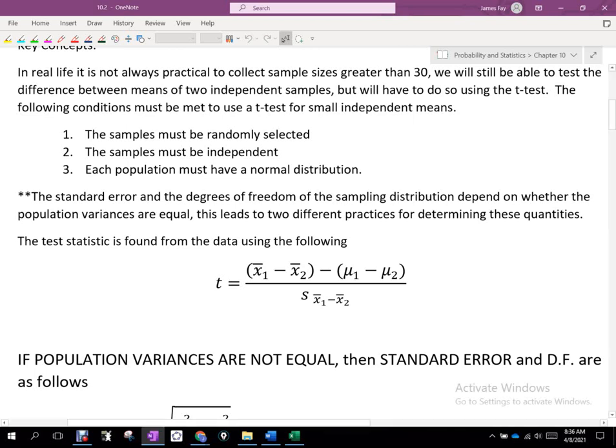Samples must be randomly selected. That was the same criteria using the z distribution. Samples must be independent, same criteria as before. And each population must have a normal distribution, same criteria as before.